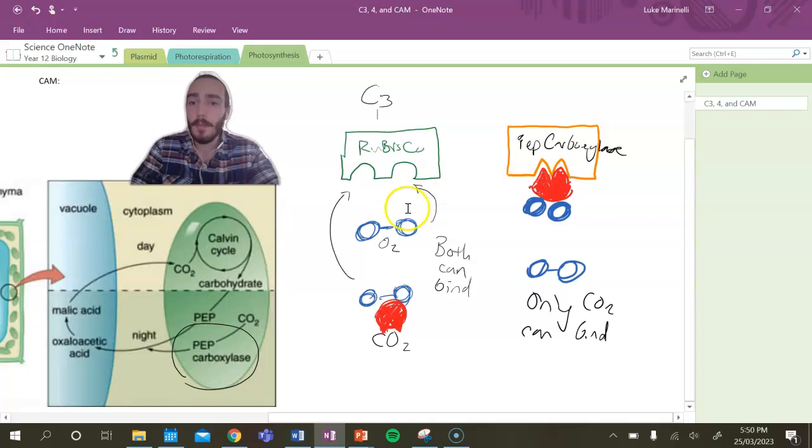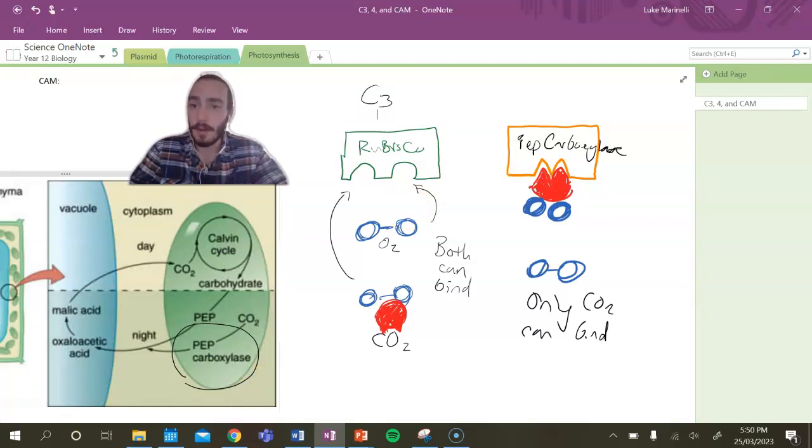So I hope that really helps to understand C3, C4 plants and CAM plants and how they differ from our normal C3 plants.